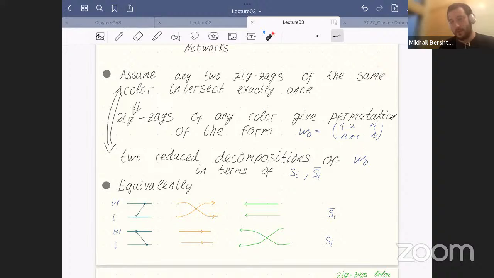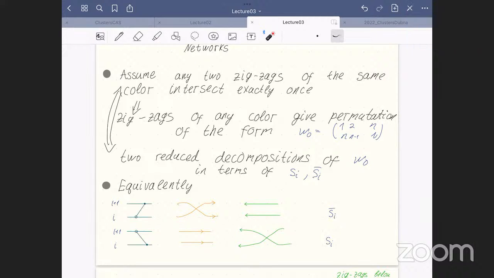If you have a network, then to the network you can assign a word in the language S_i bar, because for any such edge you can assign either S_i bar or S_i. And if you look at the S_i, this word, you will have a reduced decomposition of w0. And if you look at S_i bar, you also have a reduced decomposition of w0.